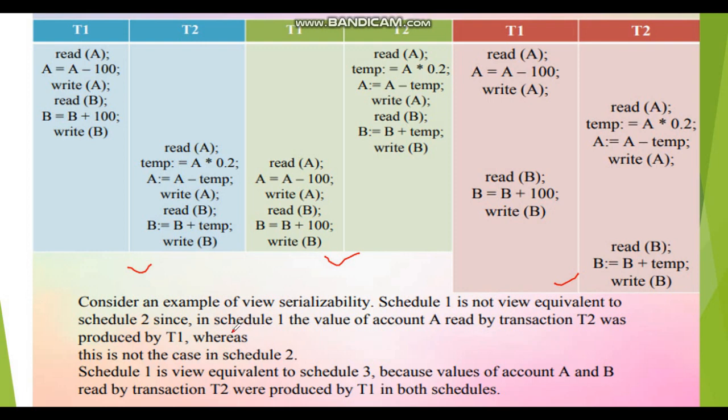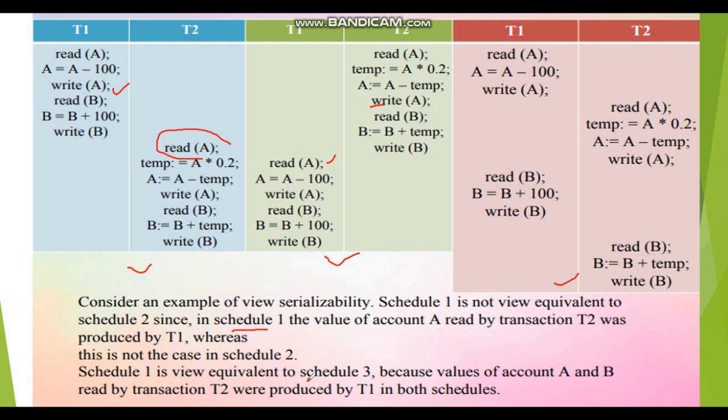Try to understand this. In schedule 1, the value of account A is read by T2. Who produced this? It was produced by transaction T1. That means T1 is updating and T2 is reading. This is not the case over here, right? Here T2 is writing and T1 is reading. So here we say that S1 is not view equivalent to schedule 2.